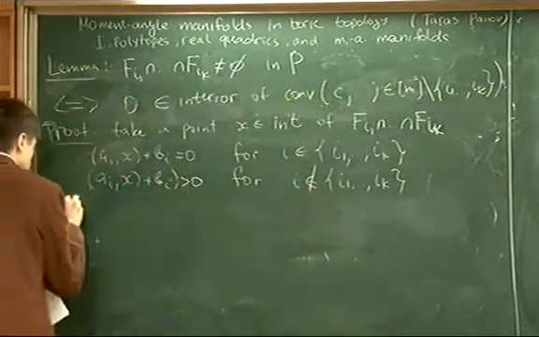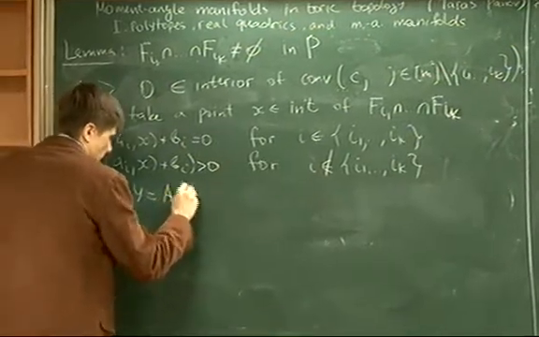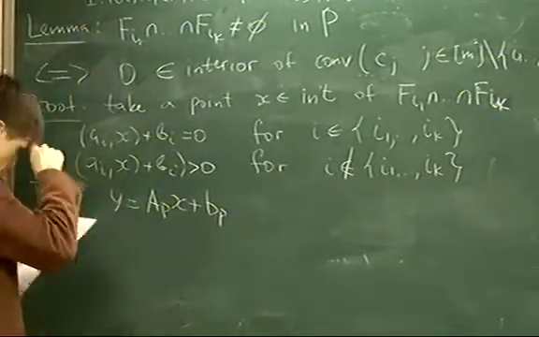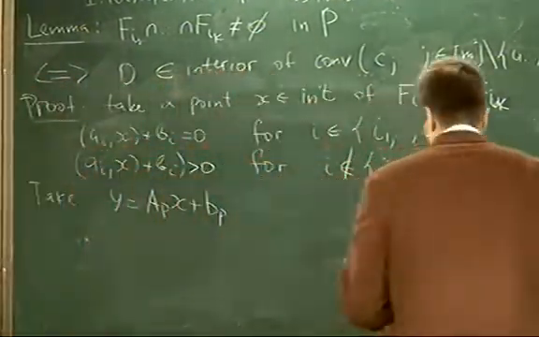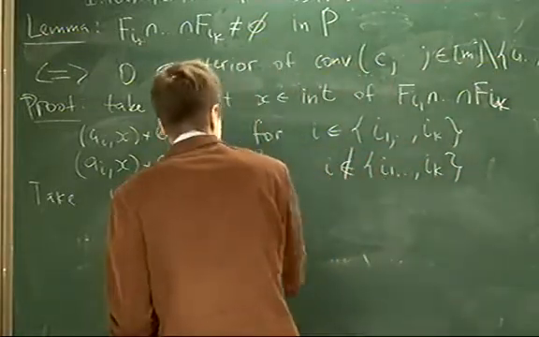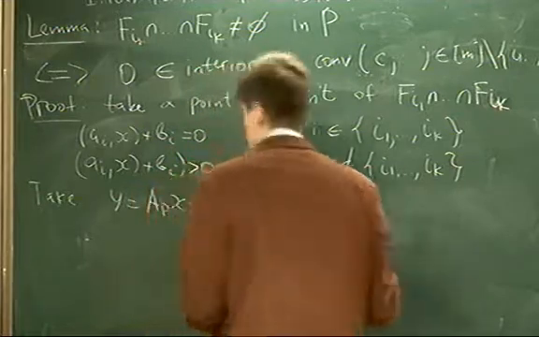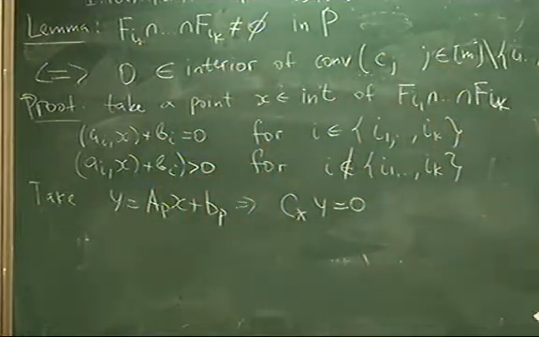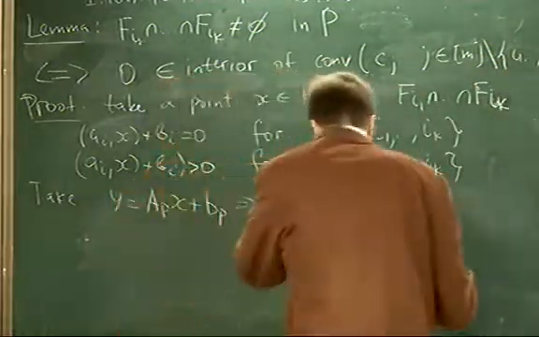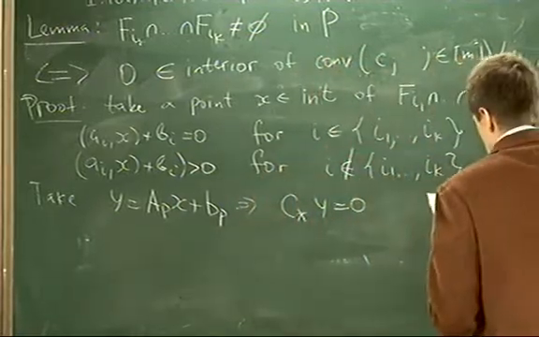Now take y equals A_P x plus b_P, as we did. A_P is a matrix of those a_i. Then, by the definition of C star, we have C star y equals 0, right? The rows of C star are the linear relations between those y, right? So we all remember that.